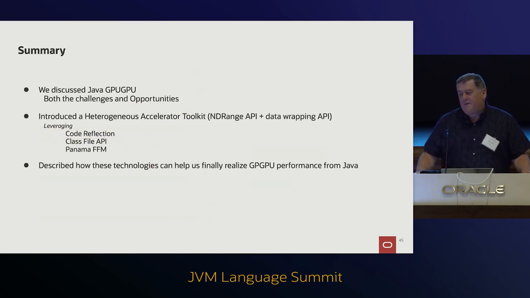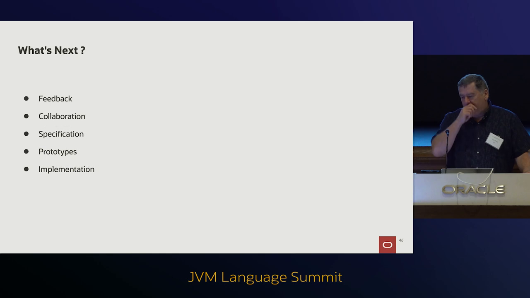So in summary, we discussed Java GPU. We talked about layering on top of code reflection and on Panama, and how this is going to allow us to look at this space again. I think we're now at the point where we can reassess whether Java GPU is a possibility. And we described how they fit together.